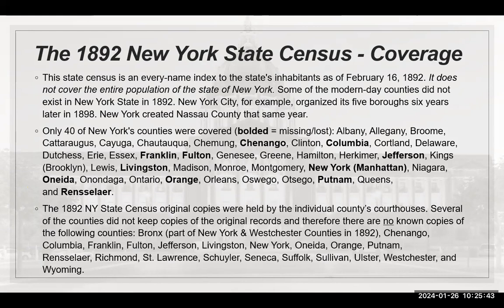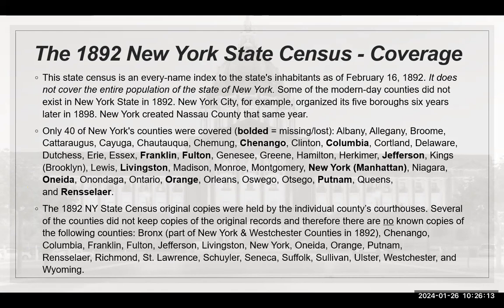So the surviving ones are Albany, Allegany, Broome, Cattaraugus, Cayuga, Chautauqua, Chemung, Clinton, Columbia, Delaware, Dutchess, Erie, Essex, Genesee, Greene, Hamilton, Herkimer, Kings, or Brooklyn, Lewis, Madison, Monroe, Montgomery, Niagara, Onondaga, Ontario, Orleans, Oswego, Otsego, Queens, and Queens are the surviving counties.